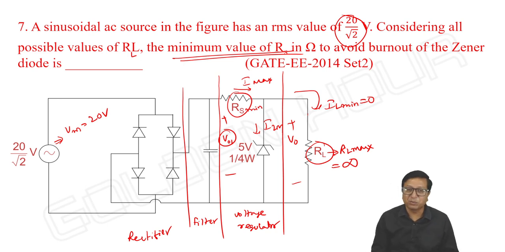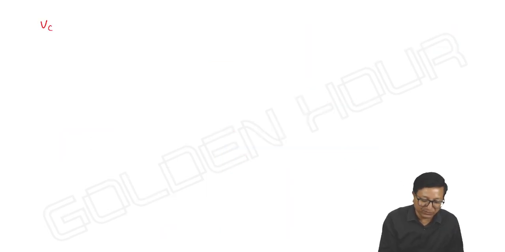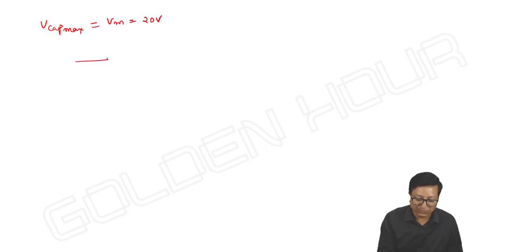And a capacitive filter output. Under ideal conditions, what is V output? Maximum capacitive filter output is equal to Vm, peak amplitude of the input voltage. That's it. So V capacitor maximum is equal to Vm. It is equal to 20 volts.